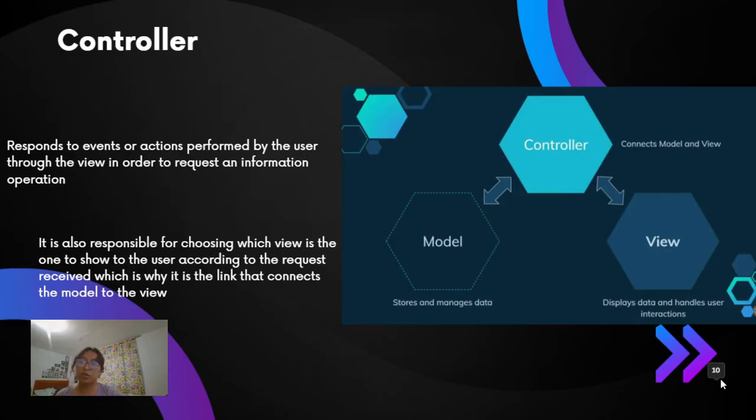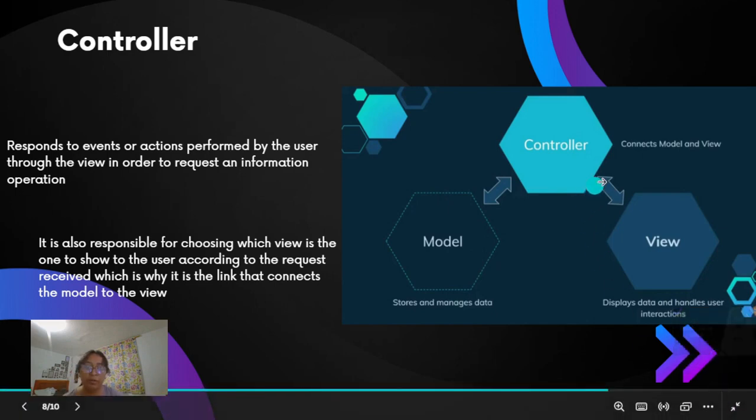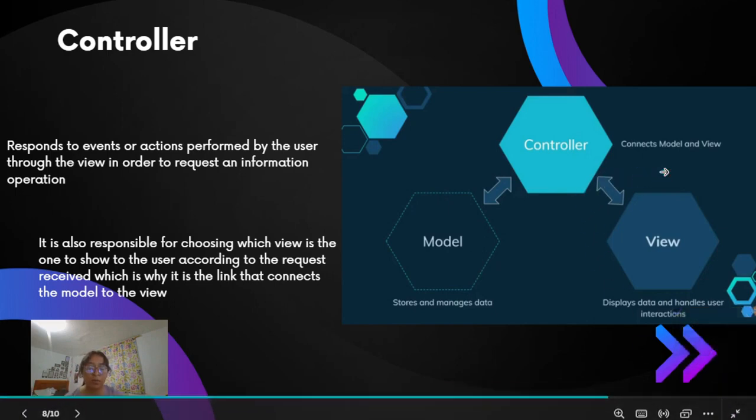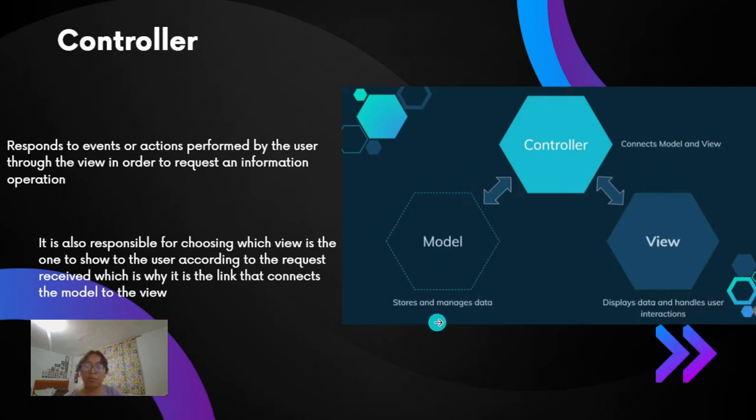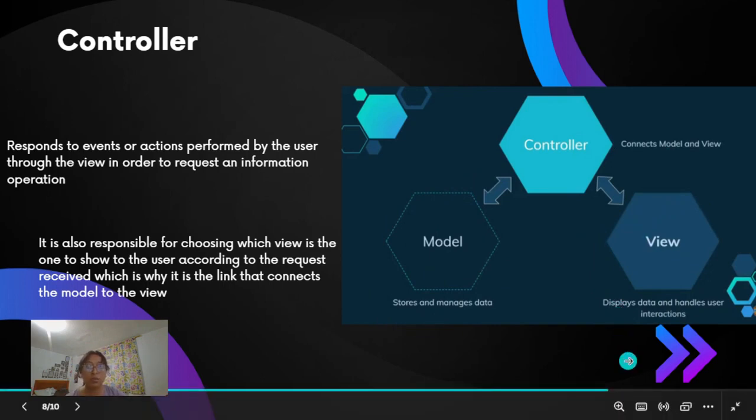The controller responds to an event or action performed by the user through the view, in order to request and operate on information. It is also responsible for choosing which view to show to the user according to the request received, acting as the connection between the model and the view. Example: the controller connects the model and view. The model stores and manages data, and the view displays data and handles user interactions.